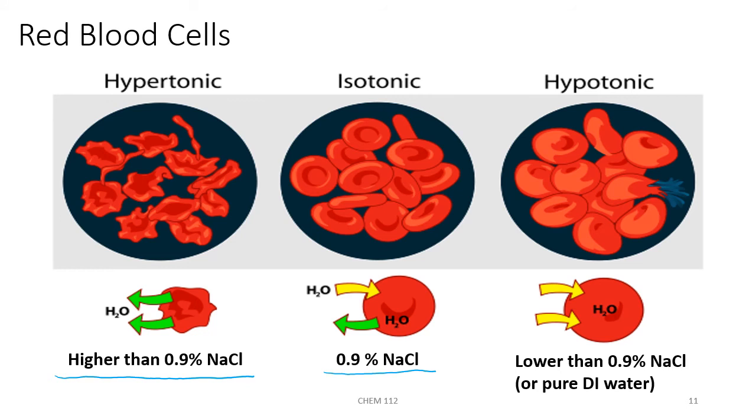If you were to put a red blood cell into a hypotonic solution, this would be a solution that's lower than 0.9% sodium chloride. So imagine a pure water solution. In this case, the water would flow into the area of higher concentration, which would be flowing into the red blood cell. So the red blood cell could start getting filled with water and could burst open through osmosis.